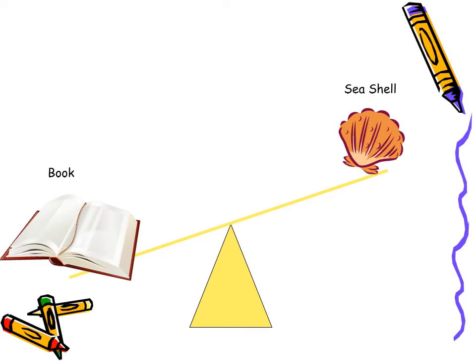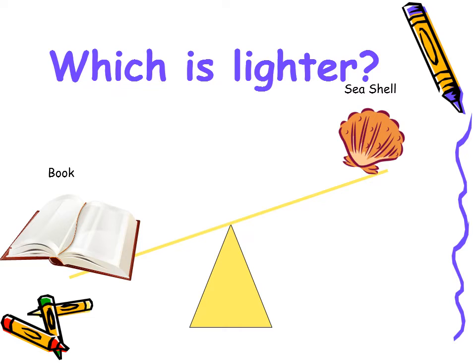Now, on the seesaw, we have a seashell and a book. We will compare between the seashell and the book. Which is lighter now? Yes, the seashell is lighter because it's going up.